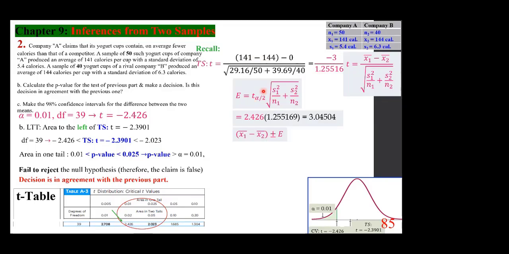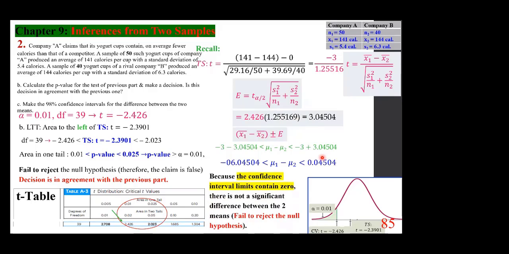How do you calculate this? T alpha over 2, that was 2.426. Remember from the previous page, 2.426, the negative one was the critical value. So this is a critical value. You put a positive because we're going to add and subtract, times this number that comes from the denominator. This is the answer. And now x1 bar minus x2 bar, which is negative 3, add and subtract this number. We end up with a negative and a positive number. Again, it contains 0 because the confidence interval limits contain 0. There is not a significant difference between the two means.